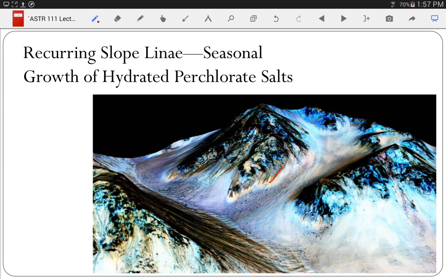Is that Mars? This is on the surface of Mars, yes. You see it. Lots of snow there. Actually, it's not snow here. It's false color.